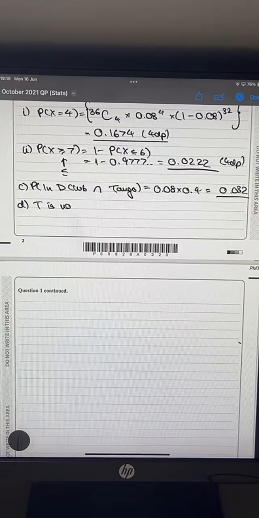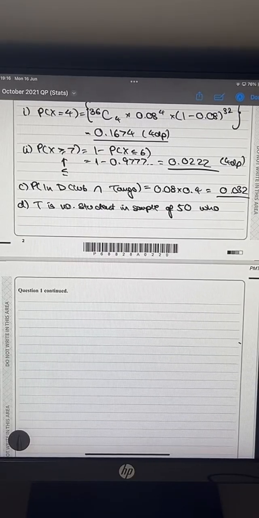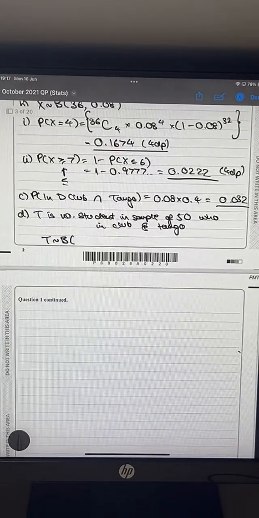T is the number of students in the sample of 50 who are in the dance club and can dance the tango. I'm defining my test statistic, so you'd write the full thing. So T is going to be binomially distributed. And what is my sample? 50.